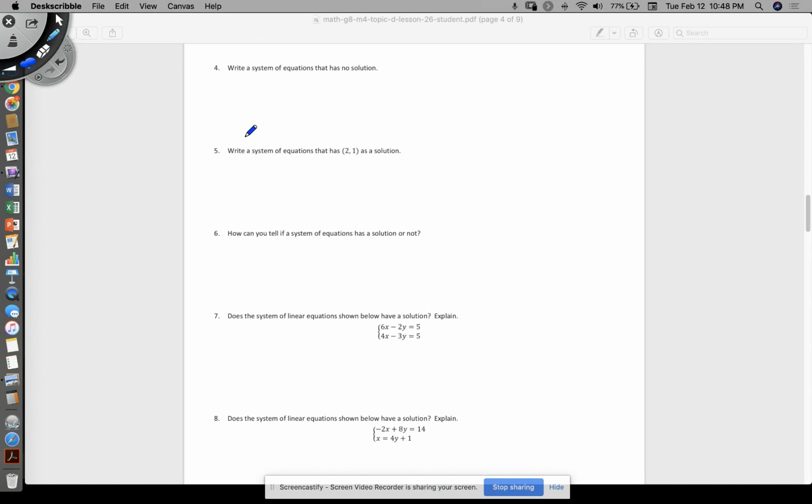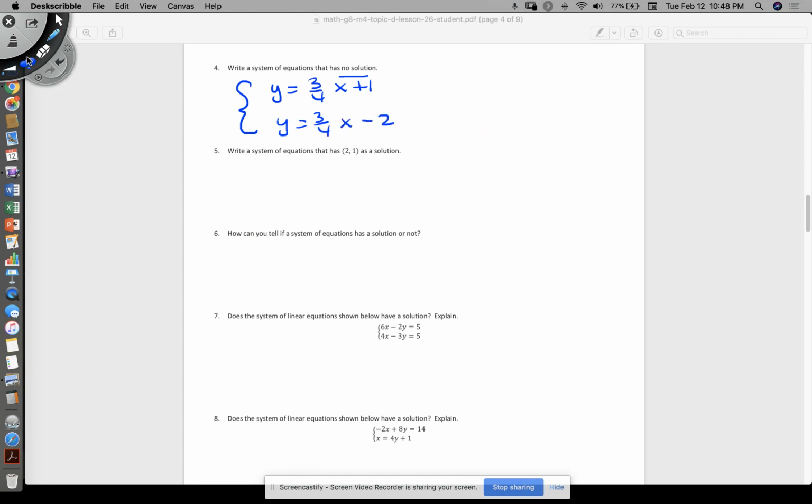Number 4, write a systems of equations that have no solution. So there could be several different answers here, but no solution. No solution means they do not connect. They don't intersect. So our parallel lines. Parallel lines have no solution. So basically, I just need to write 2 equations, systems of equations. So I'm going to use my bracket. I'm going to say y equals 3/4 x plus 1, y equals 3/4 x minus 2.